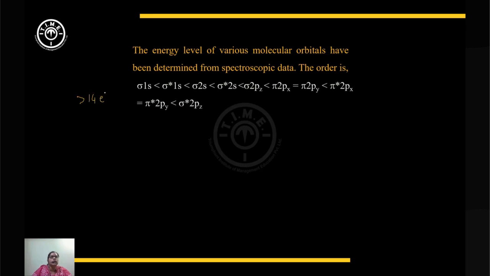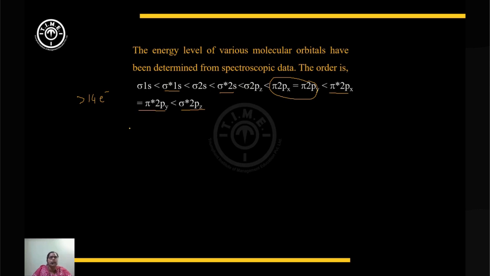Now in this case, the starred orbitals, that is sigma star 1s, sigma star 2s, pi star 2px, pi star 2py, and sigma star 2pz, are the anti-bonding molecular orbitals. And we can see one equal sign here: pi 2px is equal to pi 2py, and pi star 2px is equal to pi star 2py.